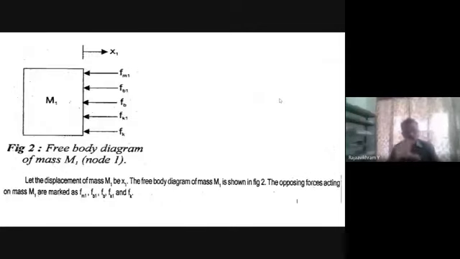Free body diagram of M1. Note this down: Fm1, Fb1, Fb, Fk1, Fk. These are all opposing forces. X1 is the displacement due to the applied force. Only M1 is being considered here. Next, you are going to write for M2.